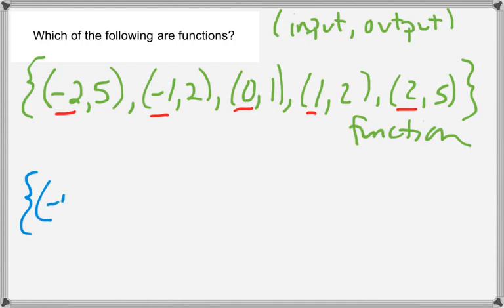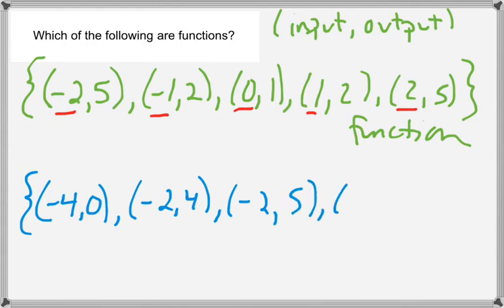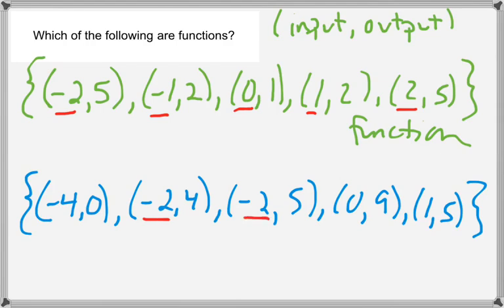Let's look at this example. So in determining if this is a function or not, again, we're looking at the inputs, and here we see an input of -2 that is associated with 2 different outputs. So since we have an input that's being associated with 2 different outputs, this is not a function.